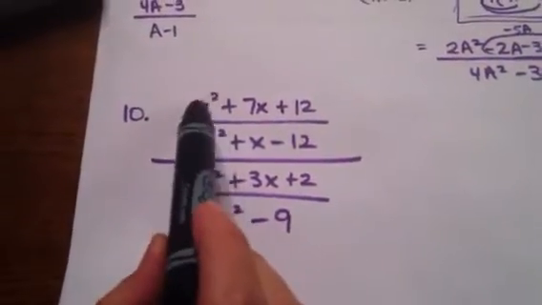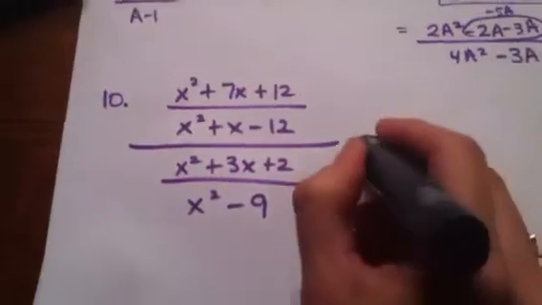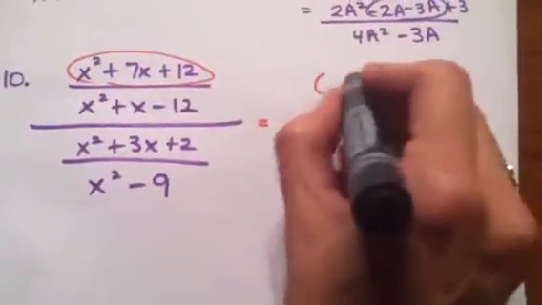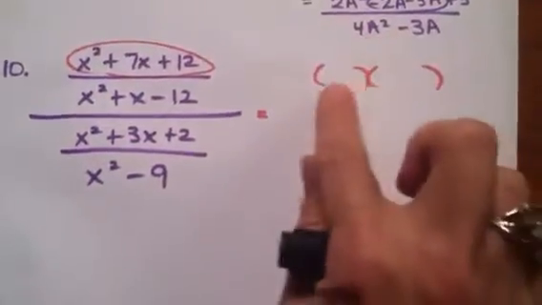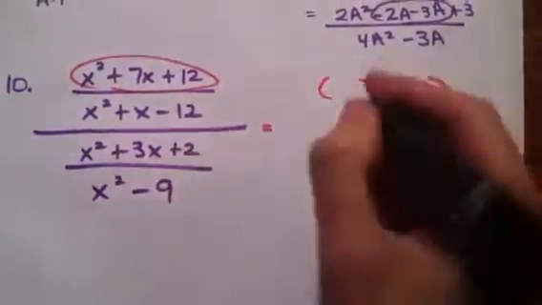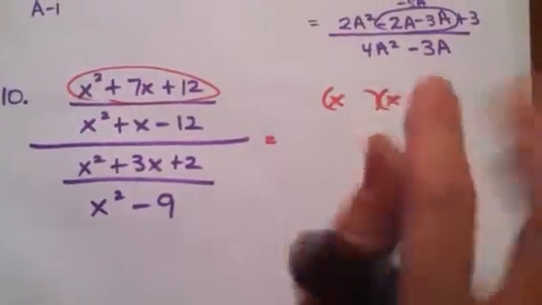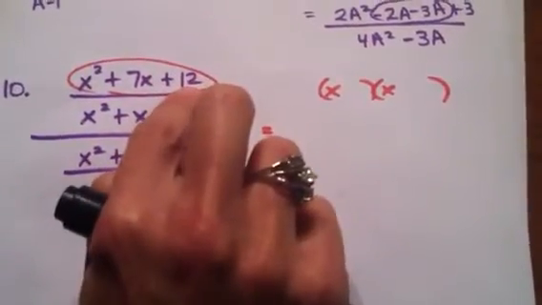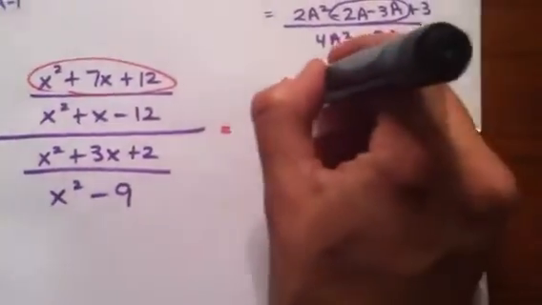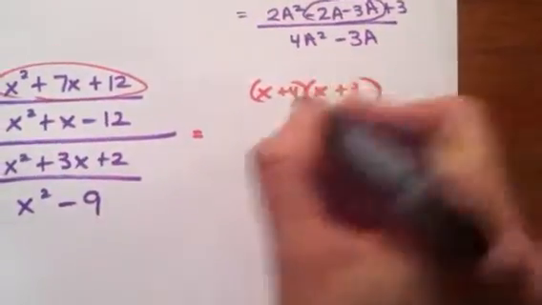Remember, if you have an x squared, you better know you've got to factor this. So let's factor this part right here. Think about what it means to factor. You're looking for two things that multiply together to give you this term right here. Well, I know x times x is x squared. And think of factors of 12 that add up to 7, which is 4 and 3. So I've got this right here.